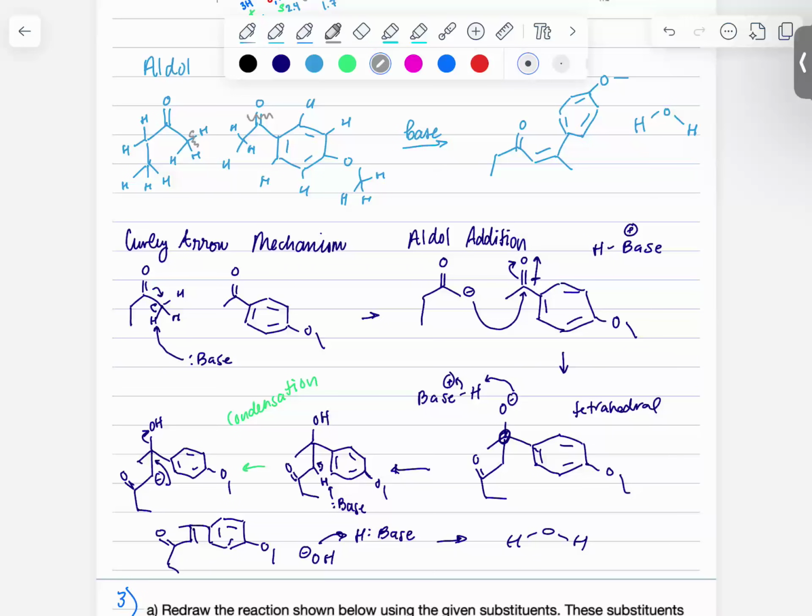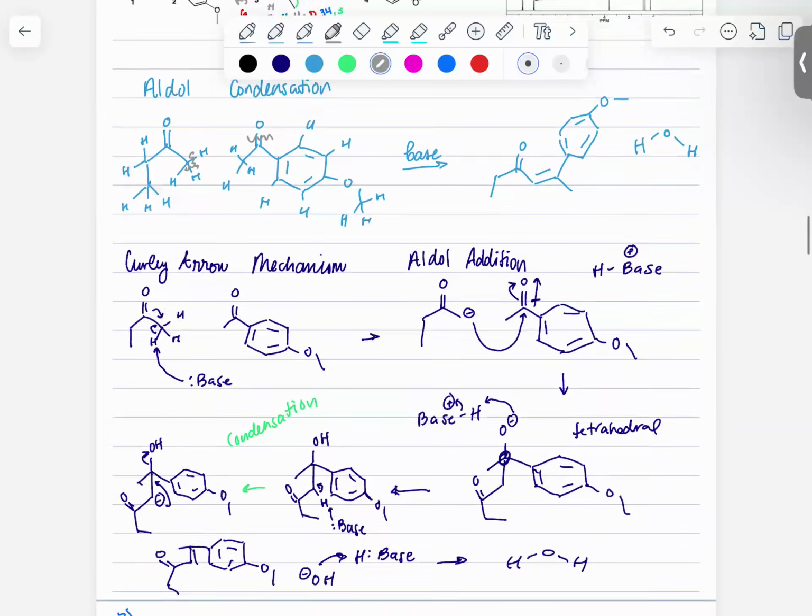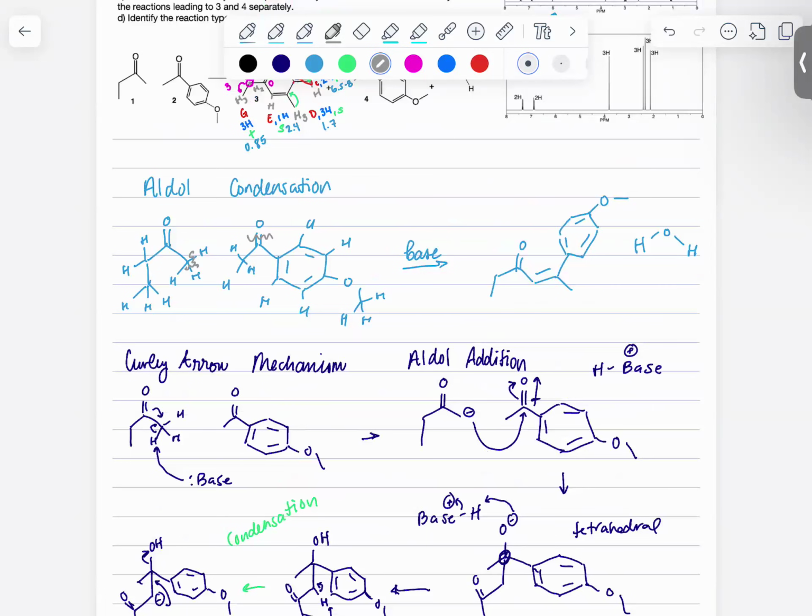How many protons do we need to make water? 2. How many have we currently drawn disconnected? So we need another proton from somewhere. Any thoughts on where? Yeah, the same methyl group. So then we can draw out our star species.